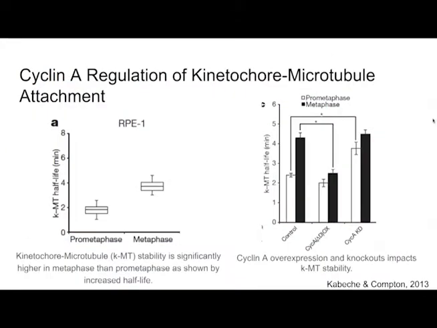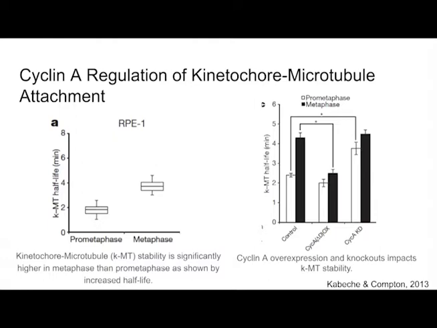Kabeche and Compton researched this question, and as shown on the left, using fluorescence photoactivation, they demonstrated that kinetochore-microtubule attachments are less stable during prometaphase, as shown through shorter half-lives. Cyclin A levels are also higher during prometaphase. And in order to determine the effect of cyclin A on stability, researchers supplied either a non-degradable mutant form of cyclin A or a cyclin A knockout to cells.